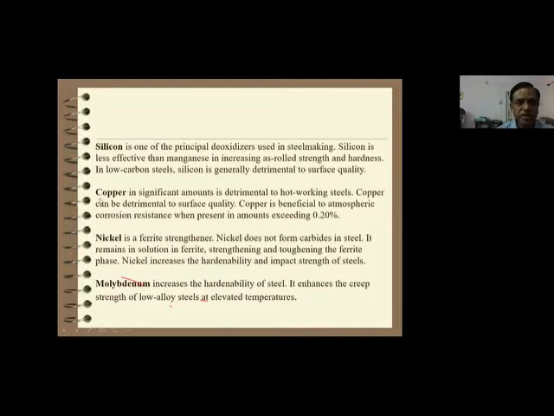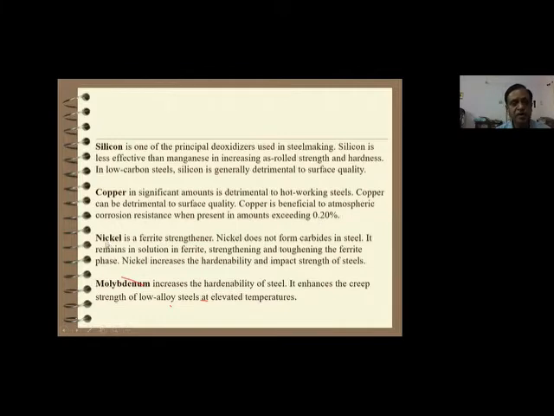Then the copper in significant amounts is detrimental to hot working steel. Copper can be detrimental to surface quality. So again, that is the reason normally for all forging quality steel, the copper is kept as low as possible. And normally it is 0.2% max.